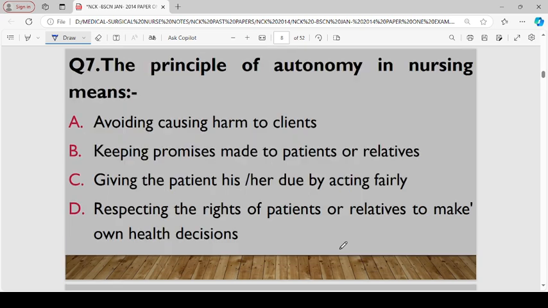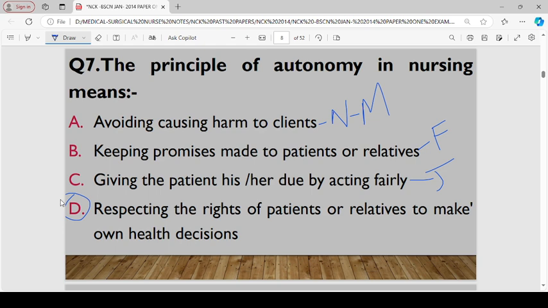The principle of autonomy in nursing means autonomy, avoiding causing harm to others. This is non-maleficence, right? Yes, non-maleficence. Keeping promises made to patients or relatives, it's a principle of fidelity, right? Giving the patient his or her due by acting fairly, that's justice, right? Yeah, justice. So it goes without saying, option D should be the correct answer.